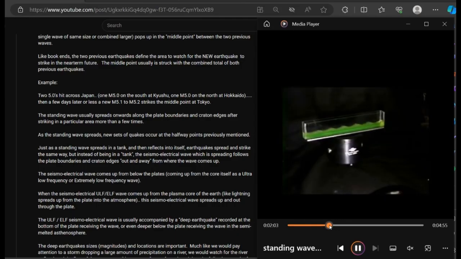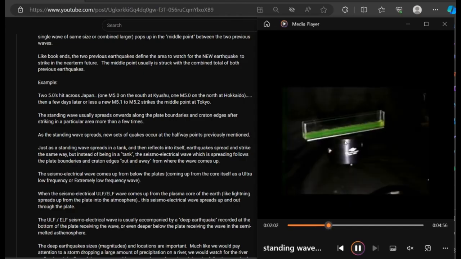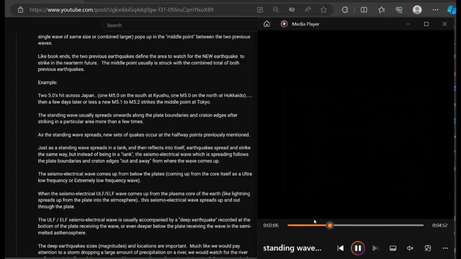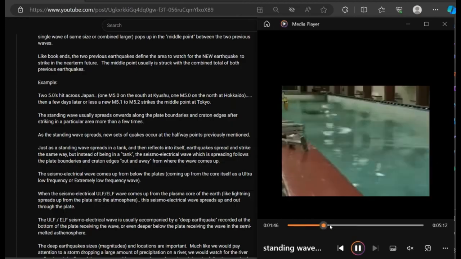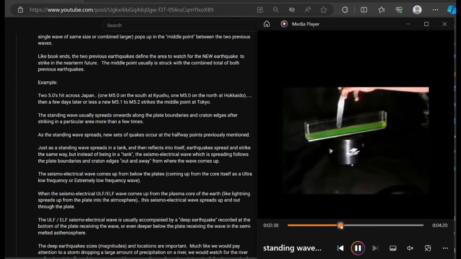The seismo-electrical wave comes up from below the plates, coming up from the core itself as an ultra-low frequency or extremely low frequency wave. When the seismo-electrical ULF/ELF wave comes up from the plasma core of the Earth, like lightning it spreads up from the plate into the atmosphere. This seismo-electrical wave spreads up and out through the plate.